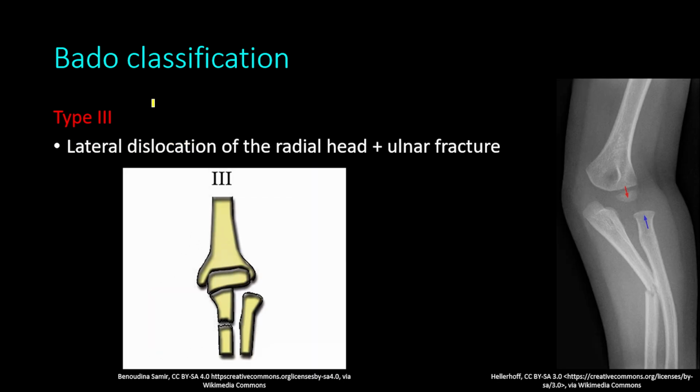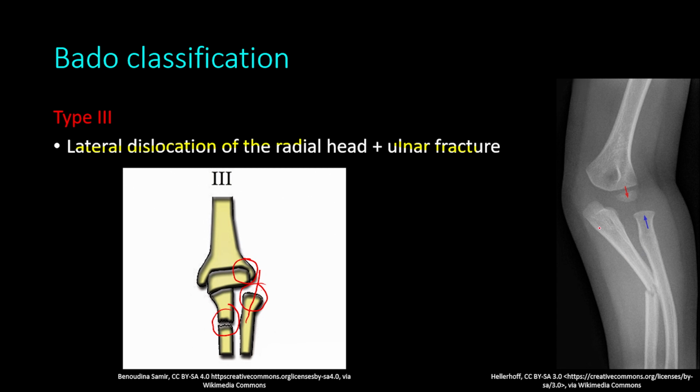Now regarding the Bado type 3, in type 3 we have a lateral dislocation of the radial head, and it is associated with ulnar fracture. So here we have a simplified drawing of an anterior-posterior view of the elbow, and we can see that we have a lateral dislocation of the radial head. We can see that the radiocapitellar line does not cross the capitulum here, so this is a lateral dislocation of the elbow, and we can also see that we have an ulnar fracture.